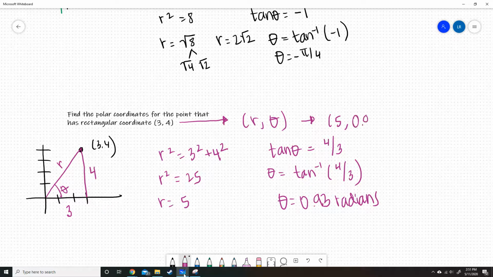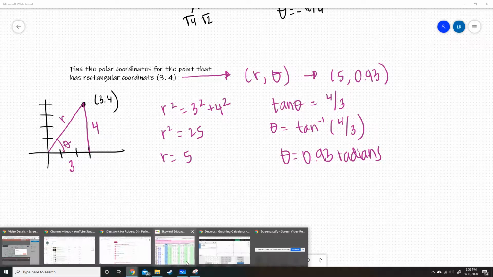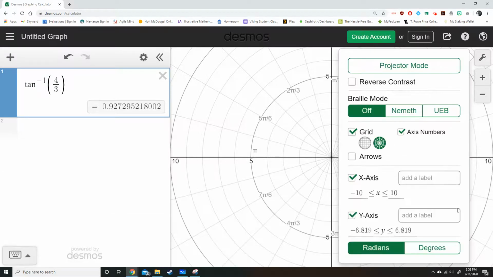Now, that doesn't make a whole lot of sense to me. That's really hard for me to understand. Where is 0.93 radians? I know that 1 radian is about 57-ish degrees because we solved that before. But let's see, if I were to put this in degrees, where would that be? So I'll go back to the graphing calculator, I'll switch it to degrees, and about 53 degrees.